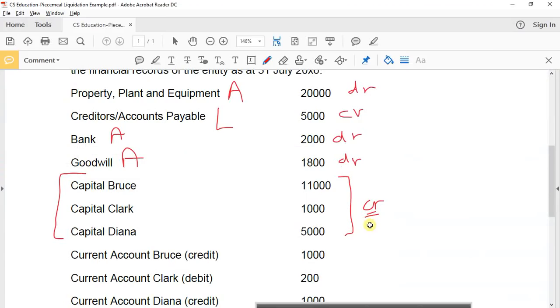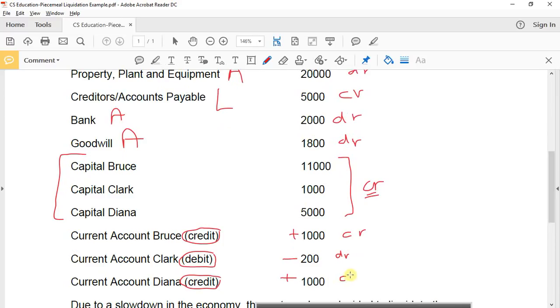Right, current account, Bruce credit, Clark debit, and Diana a credit. Okay, so you can see that the current accounts are representing their short-term entitlement, in terms of what they've got currently in that particular account as part of the partnership. Okay, if it's a credit, it'll obviously be favorable, it'll be a plus. If it's a debit, it'll be unfavorable, a minus. And if it's a credit, it'll be a positive credit balance.